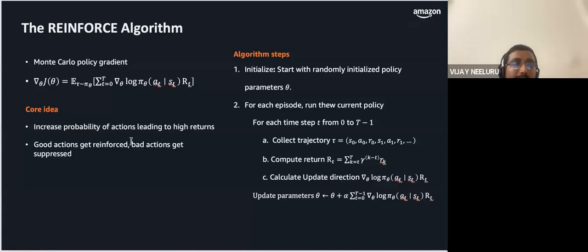So the idea is if R t is large and positive, the update pushes theta significantly in the direction that makes action A t more likely in state S t. The algorithm reinforces this action because it leads to a good outcome. But if the return R t is negative, the update still pushes theta in the direction indicated by the score function, but the magnitude is very small. It might even push in the opposite direction if R is negative.